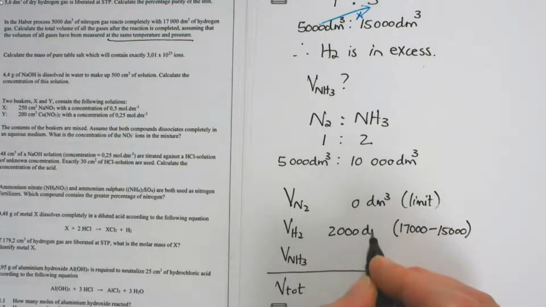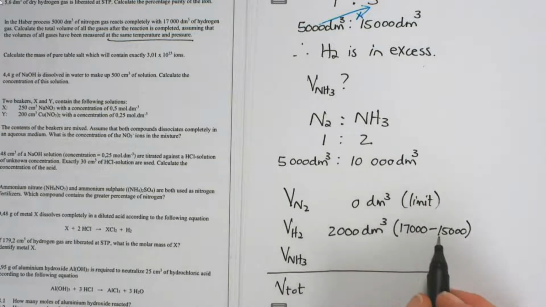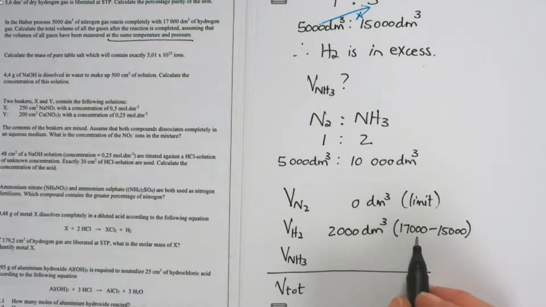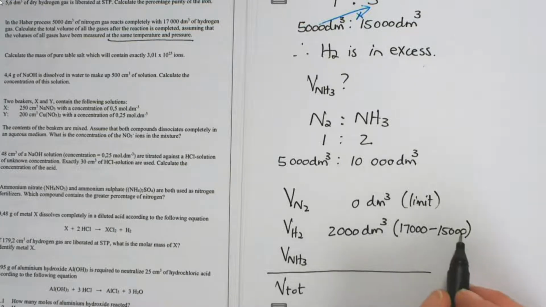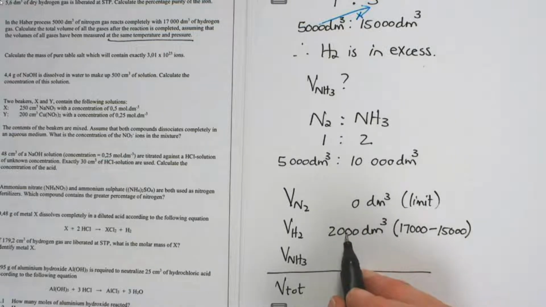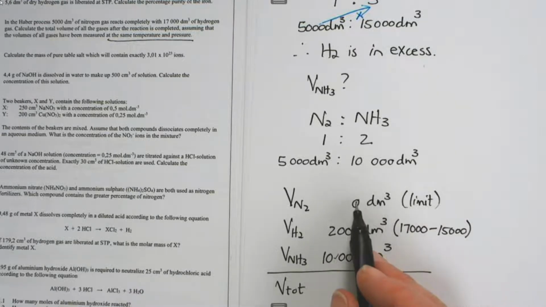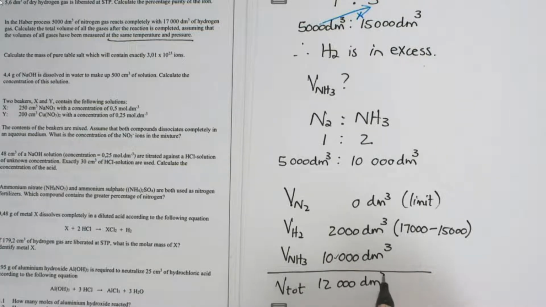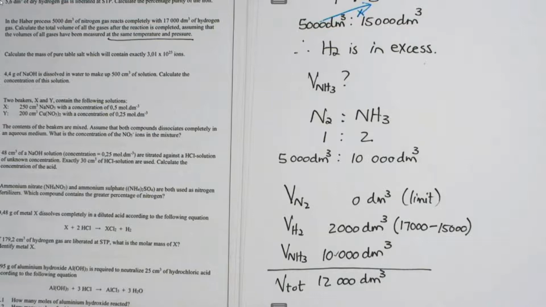2,000. And please, boys and girls, every calculation, that is an easy one. You can even do it without a calculator, but you must show everything to us. So you see, I've put in there how I arrived at my answer: 2,000. Initially, I had 0 NH3, but I formed 10,000 cubic decimeters. So 0 plus 2,000 plus 10,000 gives me 12,000 cubic decimeters. And there I've answered my question. I got the total volume of all the gases after the reaction.